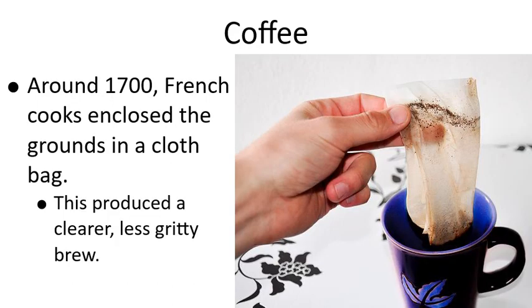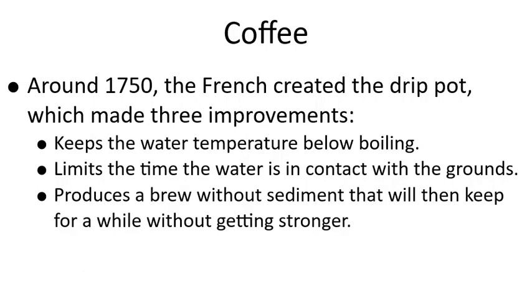Around 1700, French cooks began to enclose the coffee grounds in a cloth bag. This primitive filtration produced a clearer, less gritty brew. It also allows the removal of the majority of the coffee grounds, and so more time can be taken to drink the coffee without having the bitterness continue to increase. And around 1750, the French created the drip pot to brew coffee.